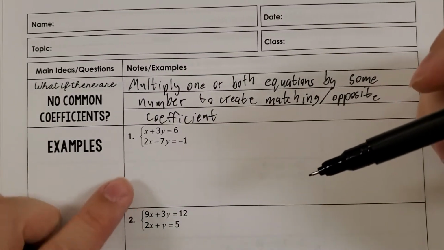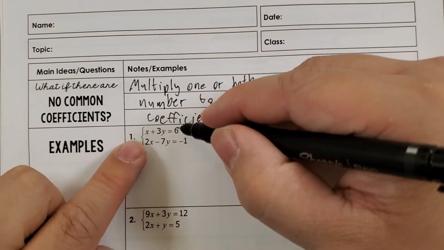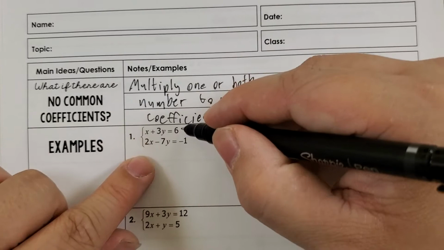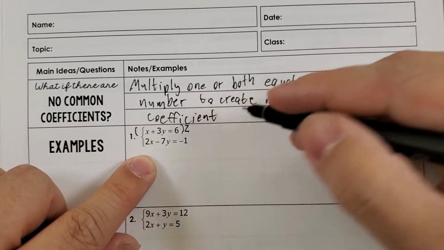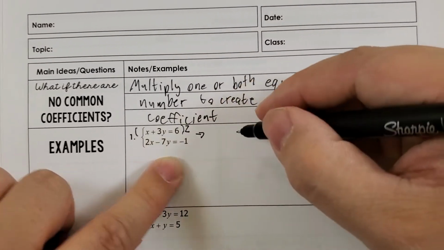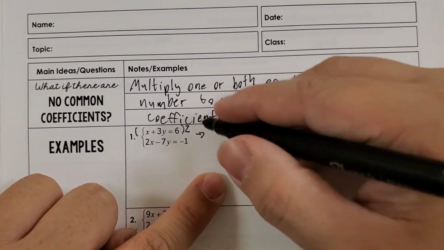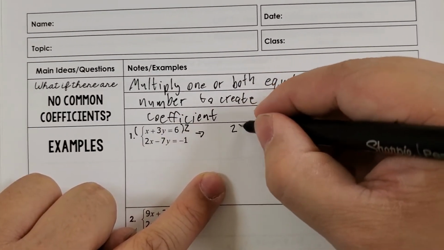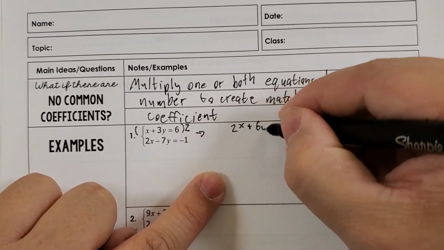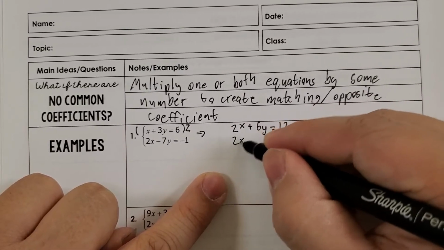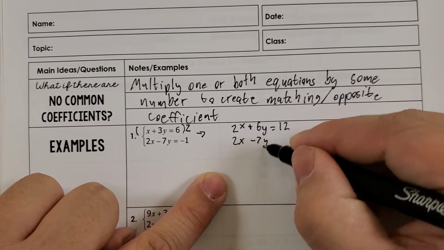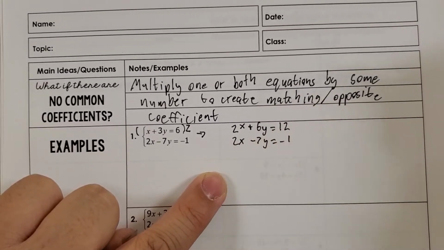The most obvious thing here is to try and make the x's the same. How could we do that? Well, I can double 1, since 1 times 2 is 2. So I can double this whole thing. Whatever I do to the left, I've got to do to the right, so I multiply the whole thing by 2. I rewrite everything on this side, doubling everything: 2x plus 6y equals 12. And we still have 2x minus 7y equaling negative 1. I don't have to change anything there.